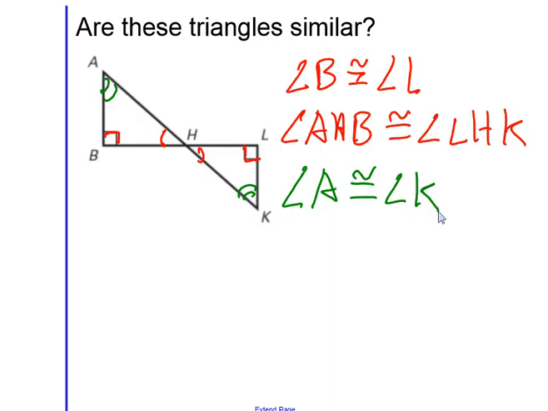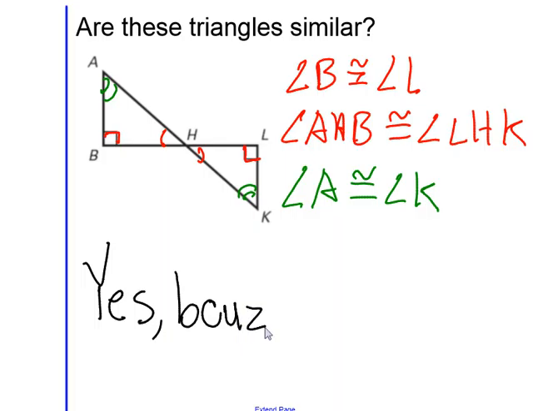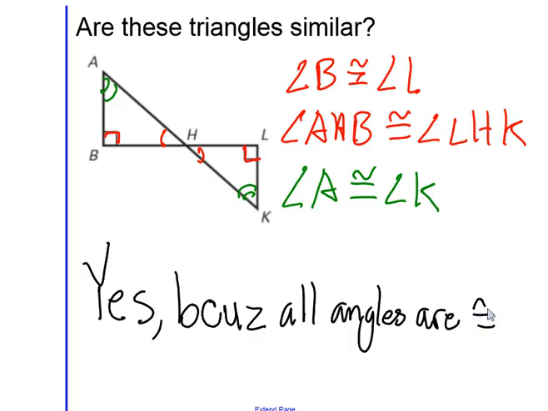So are these triangles similar? Yes, they are similar. Why are they similar? They're similar because all corresponding angles are congruent.